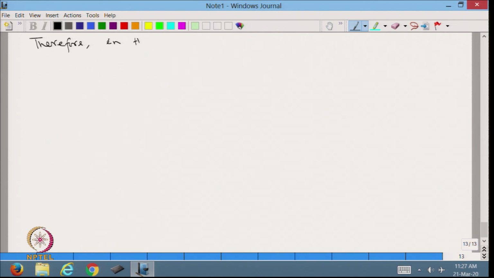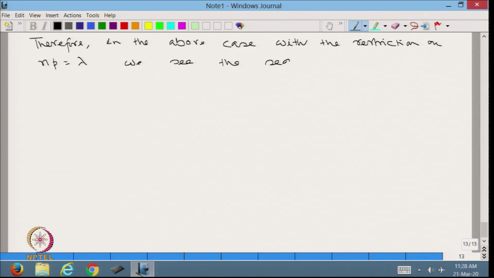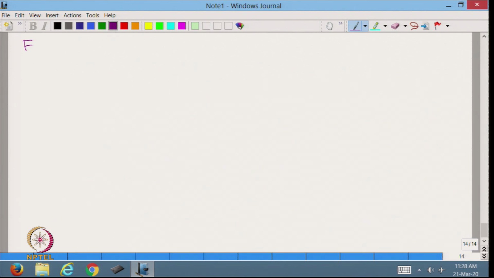Therefore, in the above case, with the restriction that np is equal to lambda, we see the sequence of random variables X_n converges to Poisson with lambda. Let us now consider another example.